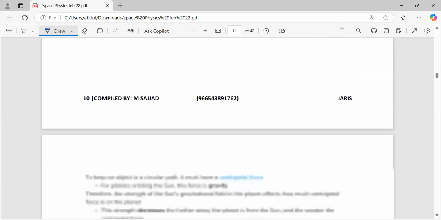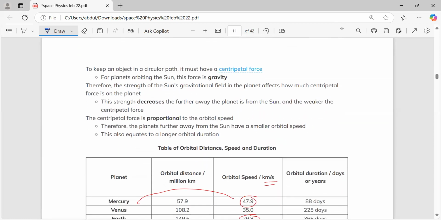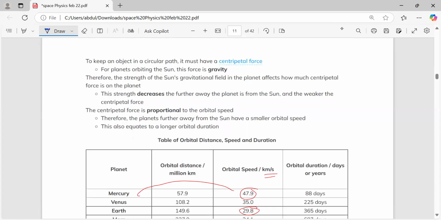So these are the same things, just being repeated. To keep an object in a circular path, it must have a centripetal force. Centripetal force means force which is always acting towards the center, let me say of a larger mass, like the moon around the earth. The larger mass is earth, so the centripetal force will be the gravitational force of the earth on the moon, and it will be toward the center of the earth.